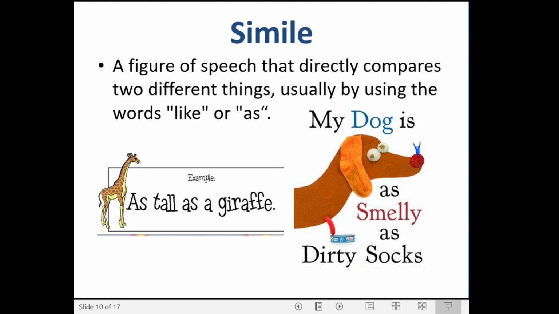Okay? So it's comparing she, or let's give it a name, Shanika is as tall as a giraffe. I'm comparing Shanika's height to a giraffe. Tall. My dog is as smelly as dirty socks. So the two things that are being compared there are dog and dirty socks. Ew.